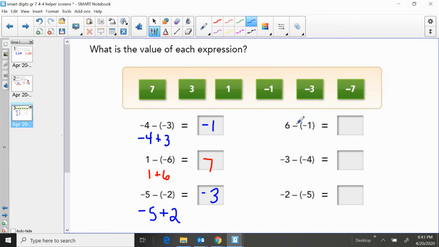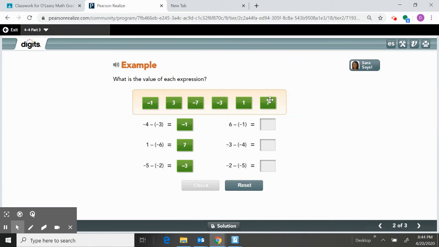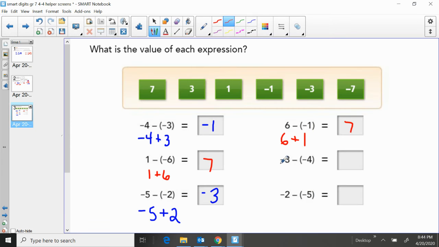Moving on, 6 minus negative 1. Again, we'll make that a plus. That would be like 6 plus 1. And we all know 6 plus 1, that's a 7. All right, cool beans. I keep moving on.